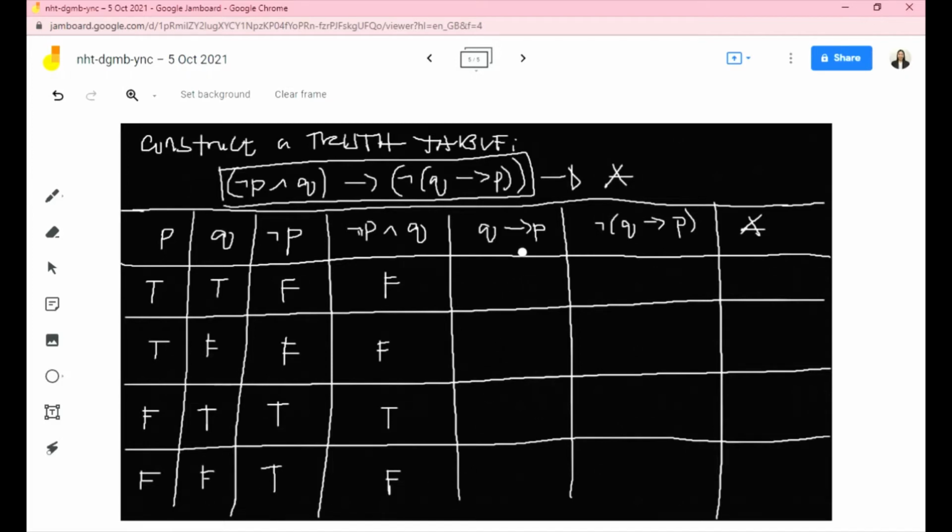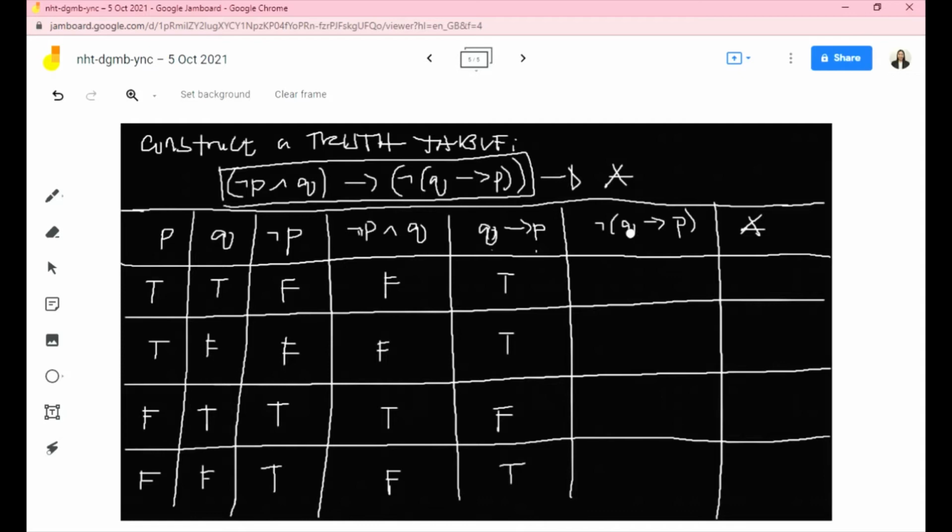Now let's go for Q implies P. So we'll start from Q to P. This is an implication or conditional statement. That means there is only one way to make it false, and that is when your first proposition, or antecedent, is true, but your consequent is false. In that case, it will be false. Now let's continue. Q implies P. So T implies T, that is T. F implies T, that is T. T implies F, that is F. F implies F, that is T.